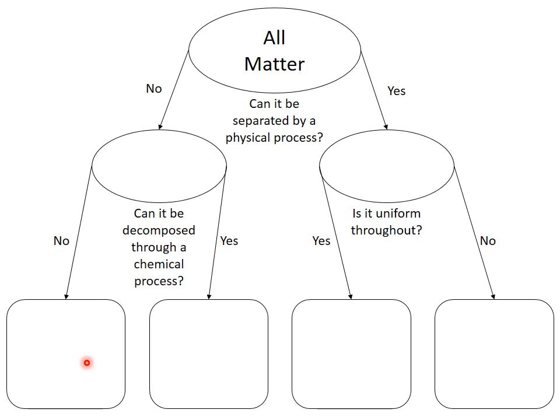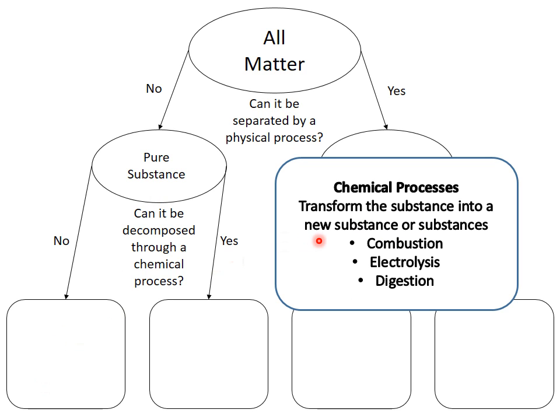If your sample of matter cannot be separated by a physical process, what you have on your hands is a pure substance. So the next question is, can it be decomposed through a chemical process? Chemical processes transform the substance into a new substance or substances.